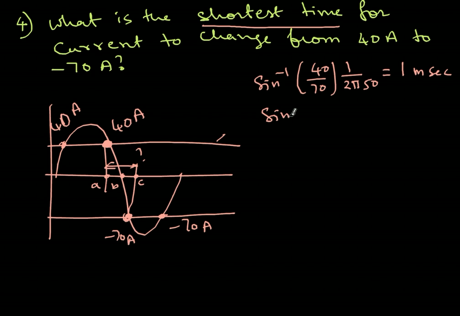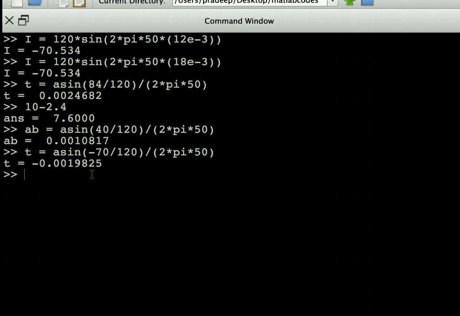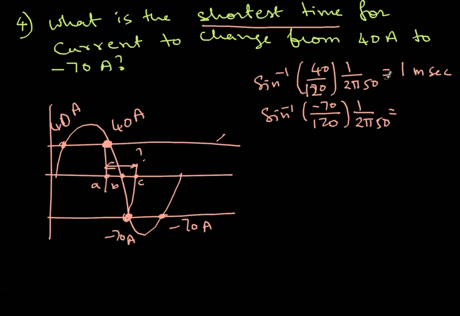Whereas sine inverse of minus 70 by, sorry, this is 120, into 1 by 2 pi f. So this one I am getting as 1.985. So I can approximate to 2 milliseconds with a minus sign. But then the negative time doesn't exist.